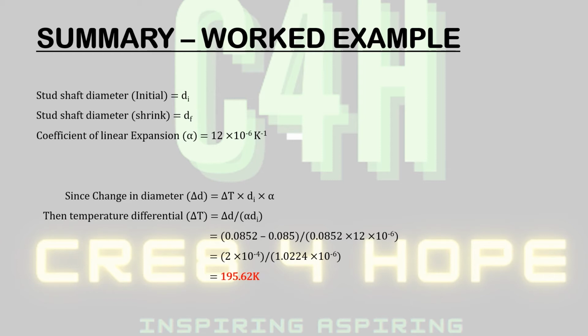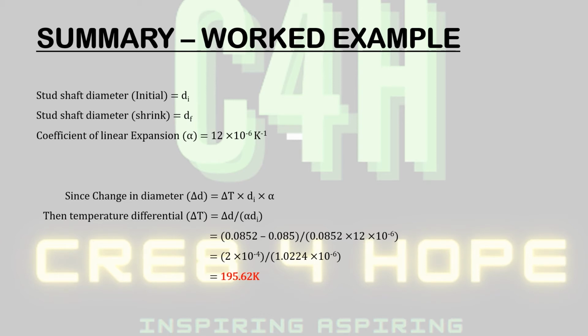So let's look at a summary of the problem that we just worked out. So to start off with, as I more or less stated, always note down the data that's been provided in the question. Then once you've done that, it's also good practice to have a visual representation of the problem to make it easy to understand what you need to solve for. So the initial diameter is given in the problem as 85.2 millimeters. The final shaft diameter, once it's shrunk, will be 85 millimeters. So the change in diameter is approximately 0.2, the difference in the two.